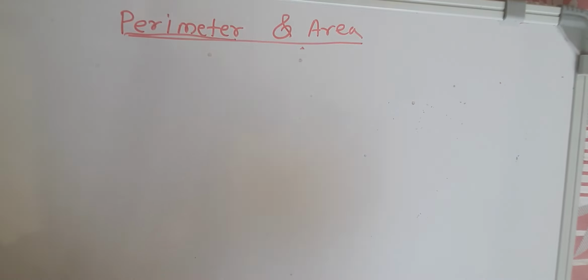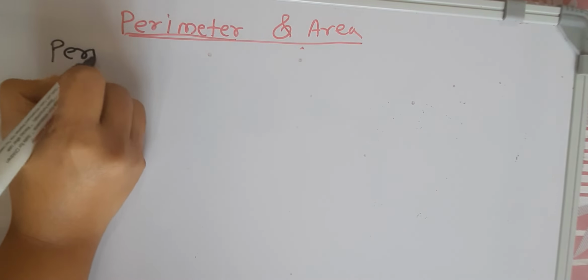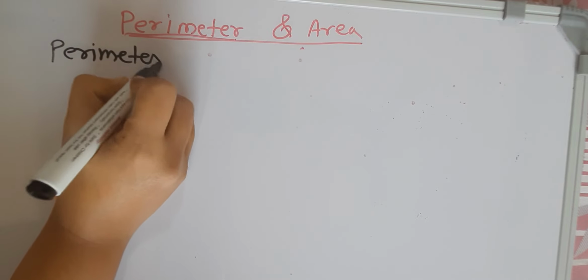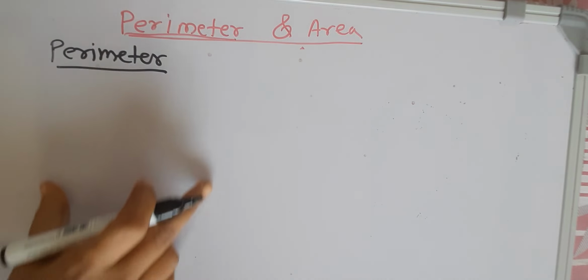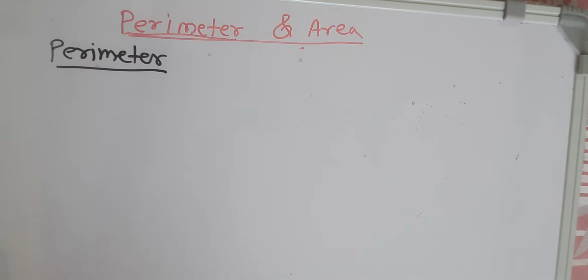In today's video, we'll learn about perimeter and area. How to find out the perimeter and area of the given shapes. Okay, so let's start first with perimeter. What is perimeter? Perimeter is nothing but the distance around the edges of the given shape. Let's see how to find out the perimeter of a few shapes.